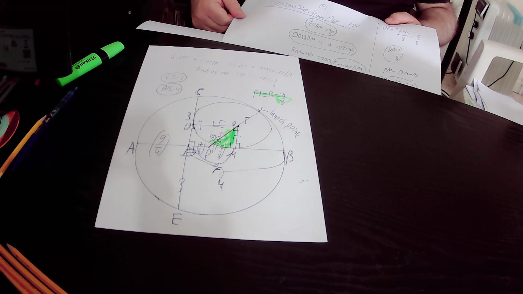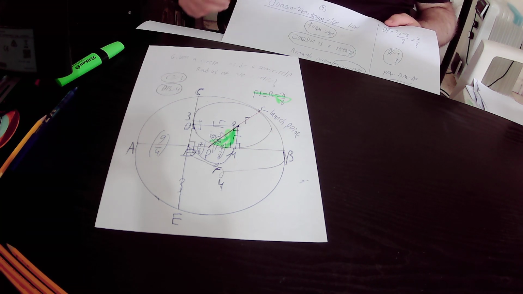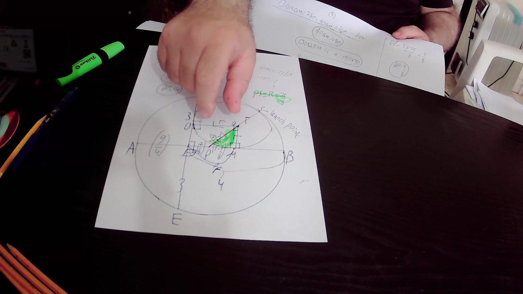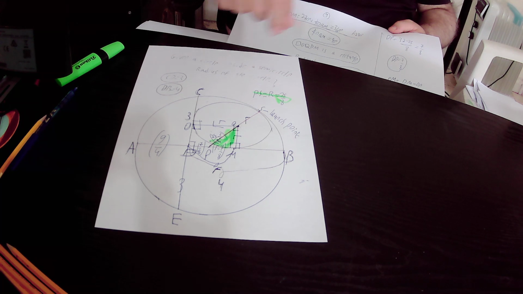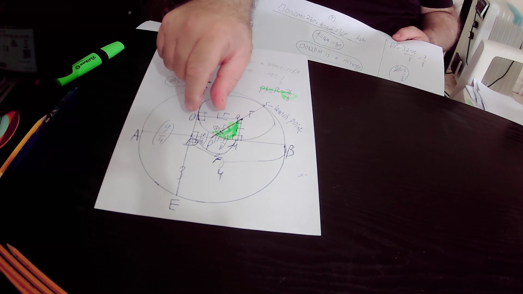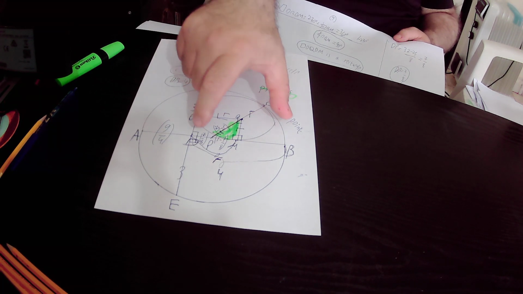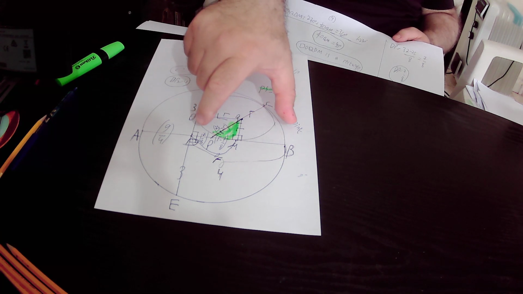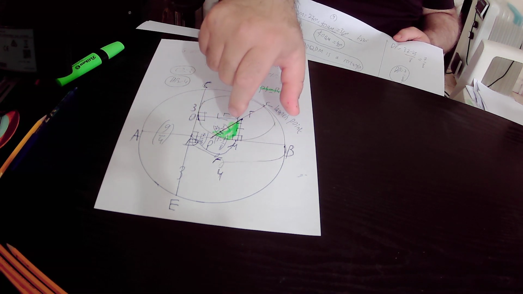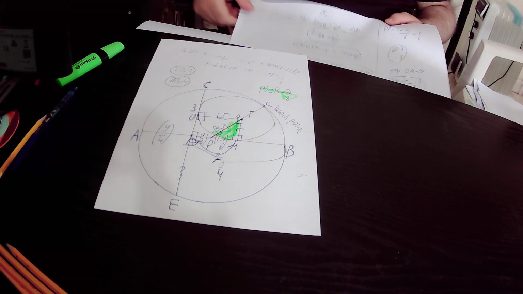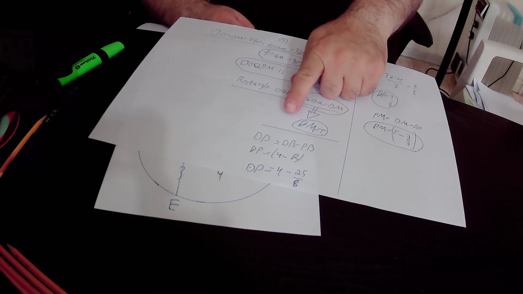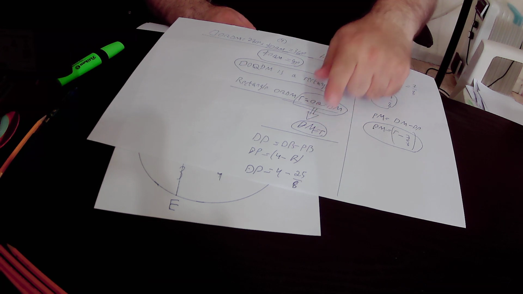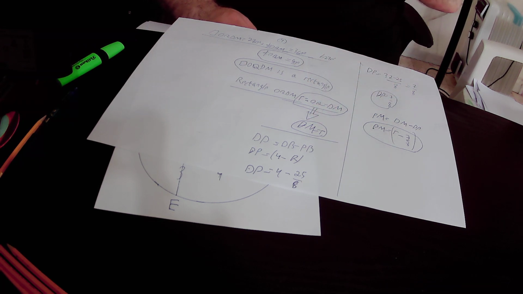Then we found out the length of the small line segment DP. From the drawing, it is very easy to see that the length of line segment DP equals DB minus PB. Again, DB minus PB equals DP. I'll repeat again: DP equals DB minus PB. Okay?